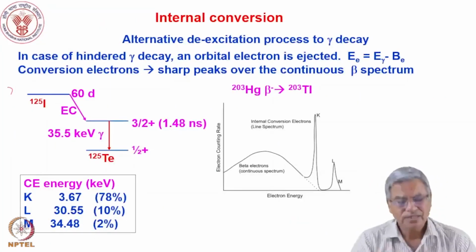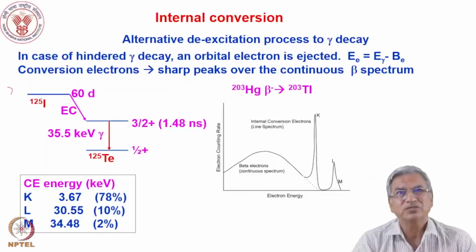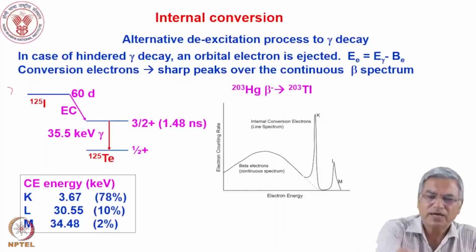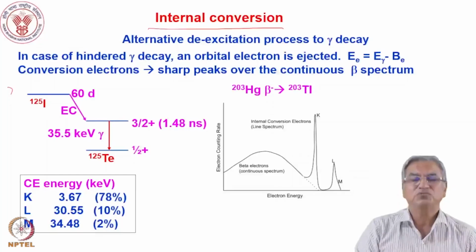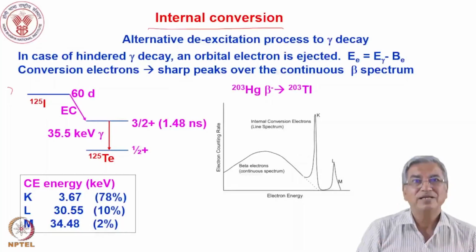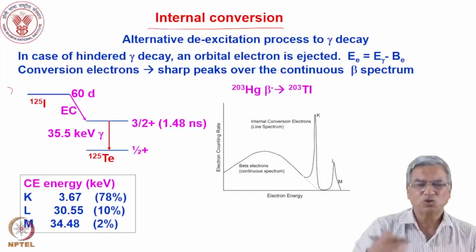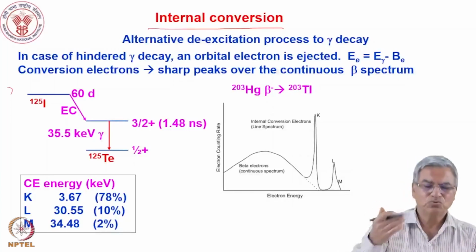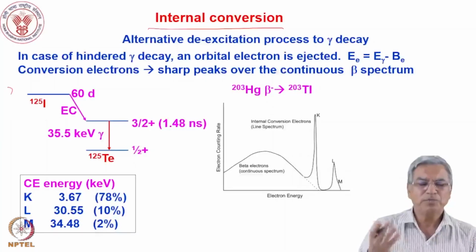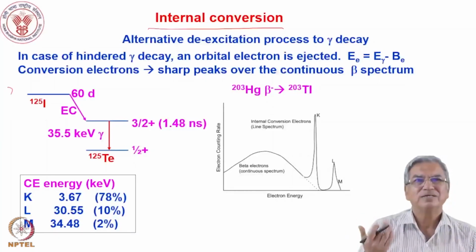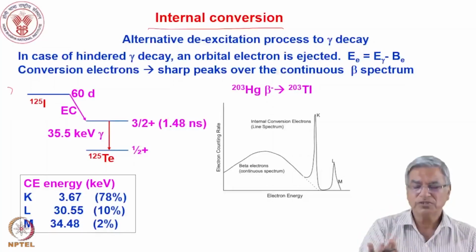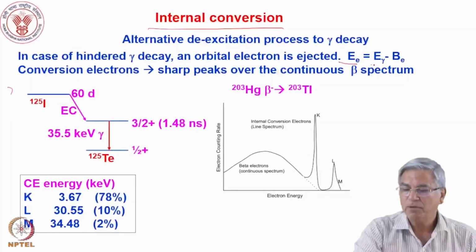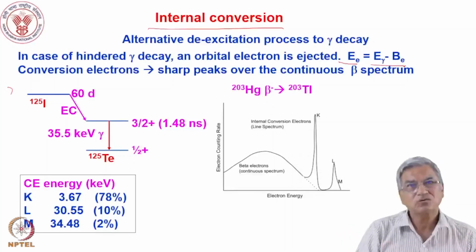Now, as I discussed, the higher L values are hindered, so there are alternative routes to de-excitation by gamma ray, and one of them is internal conversion. This is an alternative de-excitation process, or you can say a radiation-less, non-radiative transition. Instead of gamma ray emission from the excited state to the ground state, that energy is used up in emitting an electron from the orbitals, K shell, L shell, and M shell. So an electron from the atomic shells is ejected with energy E gamma minus the binding energy of that electron.